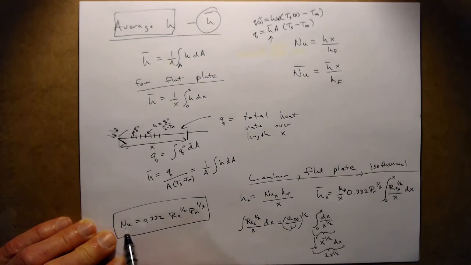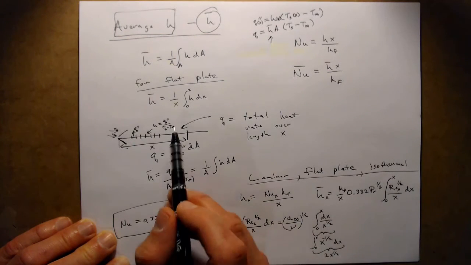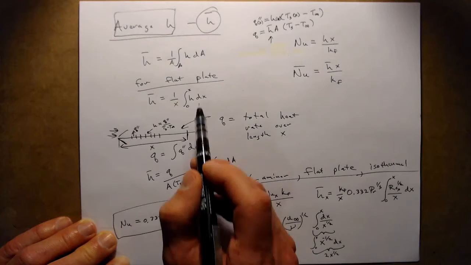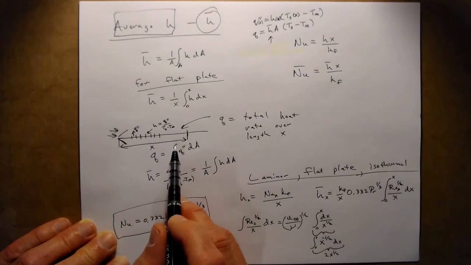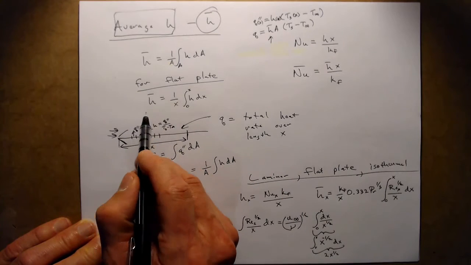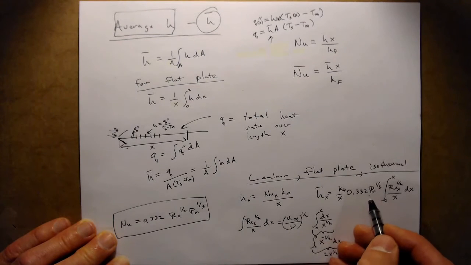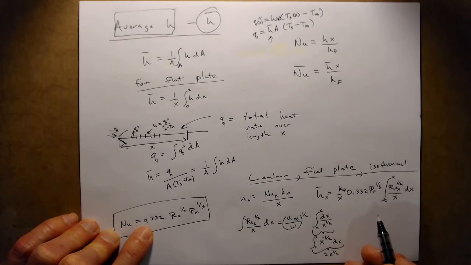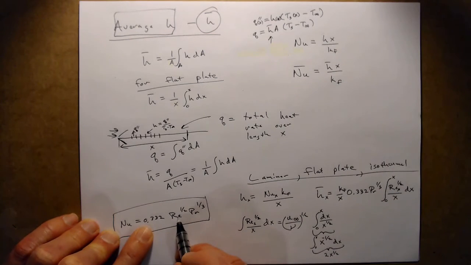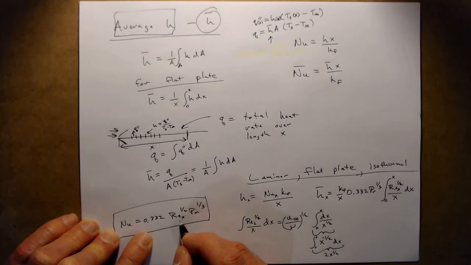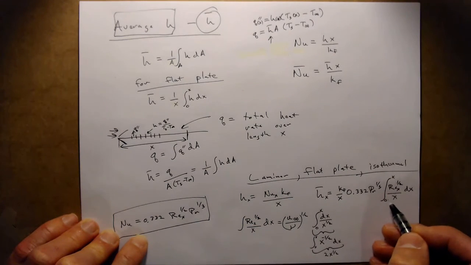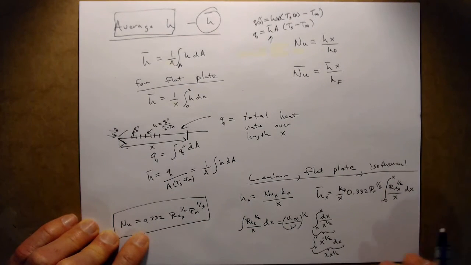So I can plug in this function for the Nusselt number, and I can integrate the local heat transfer coefficient over x and divide by x, and I would arrive at an expression for the average heat transfer coefficient that would look like this. So I have my prefactor, my coefficient, times Prandtl number to the 1/3. The Reynolds number varies with x. This is Reynolds number as a function of x, so I have to include that in the integral.